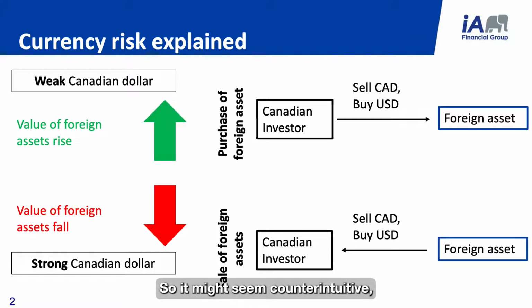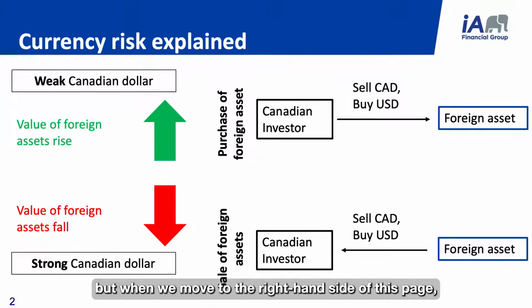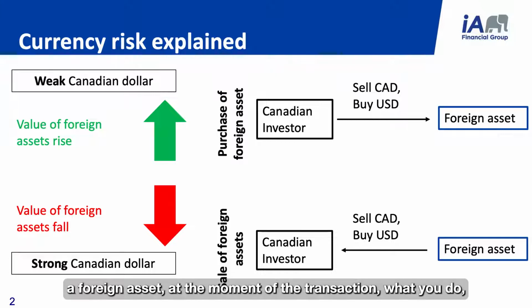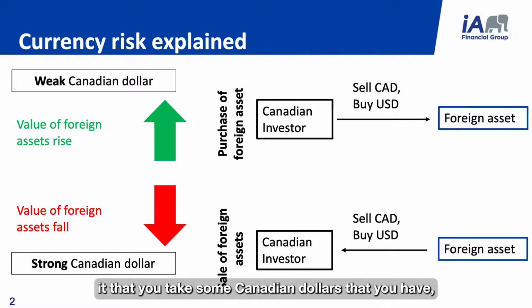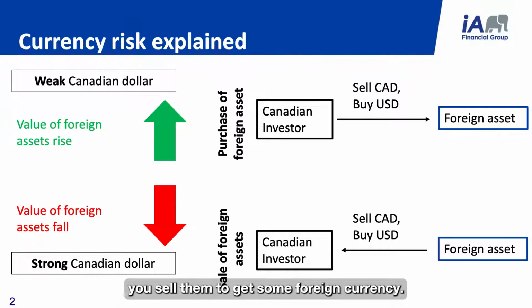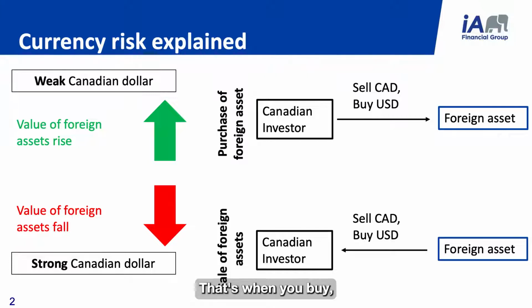It might seem counterintuitive, but when we move to the right-hand side of this page, top right, you see that when it's time to purchase foreign assets, at the moment of the transaction, you take some Canadian dollars that you have and sell them to get some foreign currency. Here in this example, you buy some US dollars. So sell the Canadian dollar, buy the US dollar, and with these US dollars, you will buy the foreign asset that you're looking for. That's when you buy.